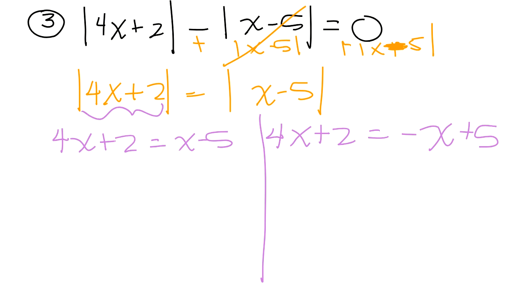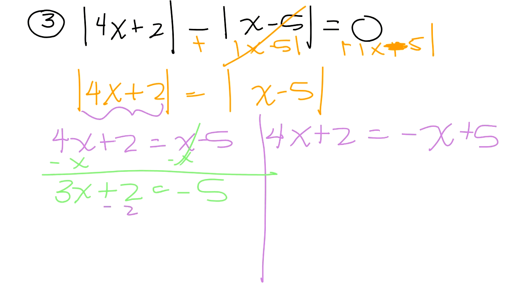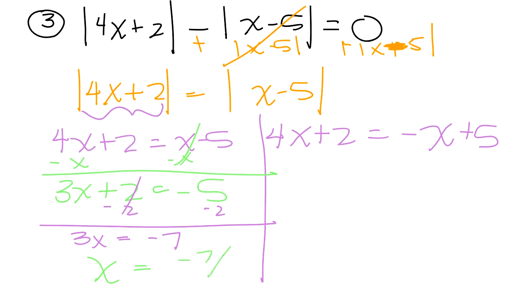So I'm going to get my variables on the same side. In this case, I'm subtracting x over. I get 3x plus 2 equals negative 5. Now I'm going to subtract 2. I get 3x equals negative, that's a negative, so negative 7. And then when I divide both sides by 3, x equals negative 7/3. So there's my first solution right here.